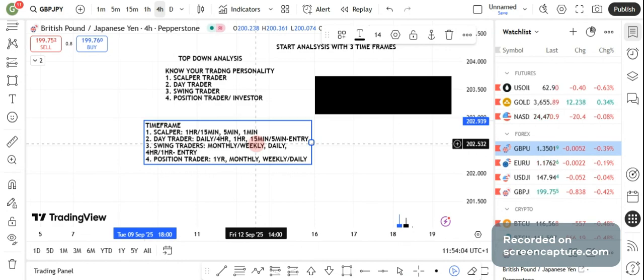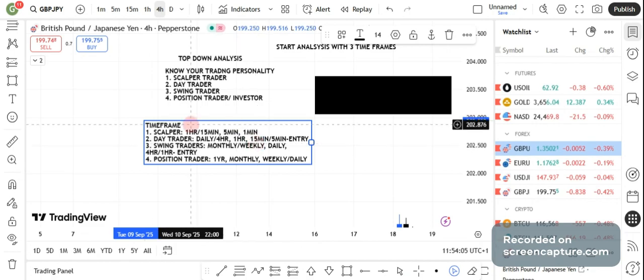So in top down analysis, what the higher time frame does is show you the trend. If a trend is bullish, the higher time frame shows you. For example, as a scalper, we said they use 1 hour or 15 minutes. They start the analysis from the 1 hour or 15 minutes.